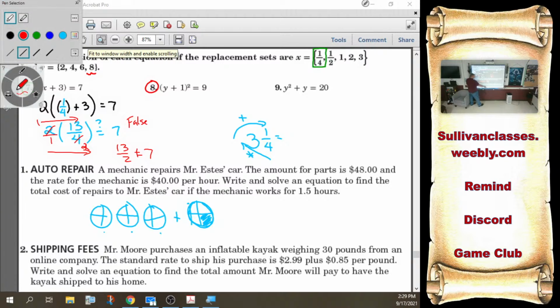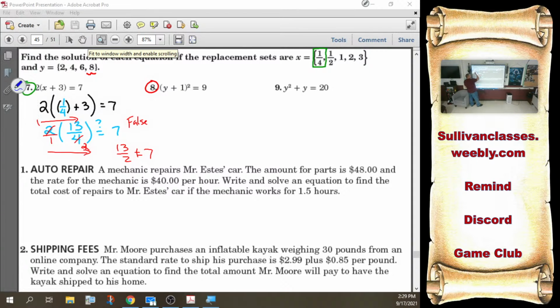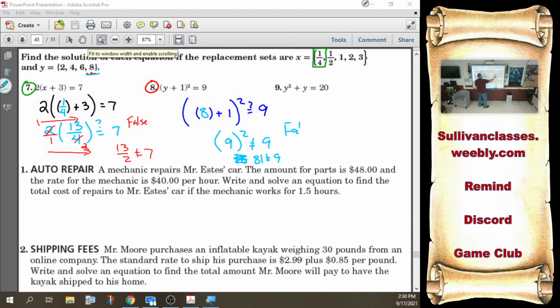Do it again and check and see. Rewrite it with parentheses. Here goes my y. And I'm asking if that equals 9. I'm going to see if when I plug in an 8, this works. Well, 9 squared, last I checked, does not equal 9 because 81 does not equal 9. So also false.